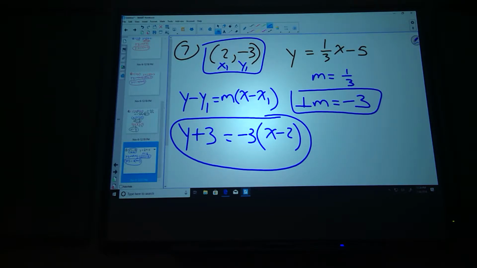Yeah. So I put down y equals -3x plus 3. Would that be okay? Yeah, you solve for y. You just did extra work, but you're going to get the same answer. Absolutely.